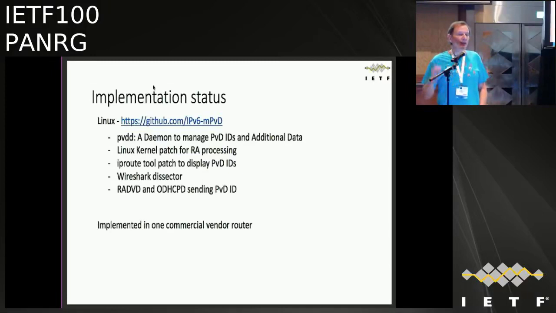So at Cisco, where I'm working, we have a public domain implementation. The URL is there, with a partially working Linux kernel, including a user space daemon, because that's where we need to get the application metadata. We have a Wireshark dissector. We have modified ERA-DVD and ODHCP for OpenWRT and LEDE to work. And of course, we have implemented this information sending into the router, not yet shipping, of course.